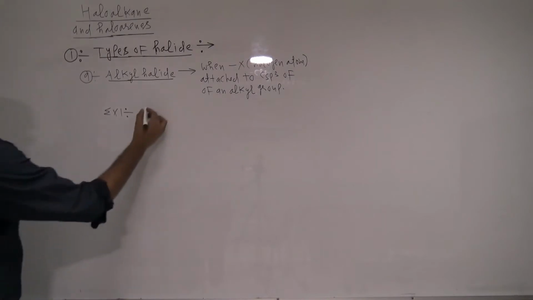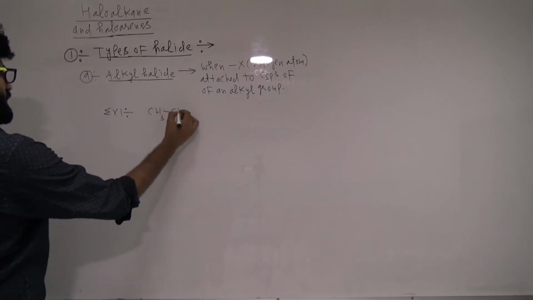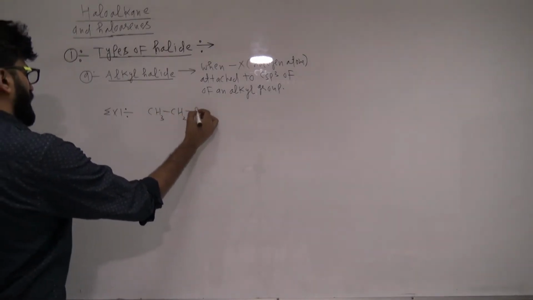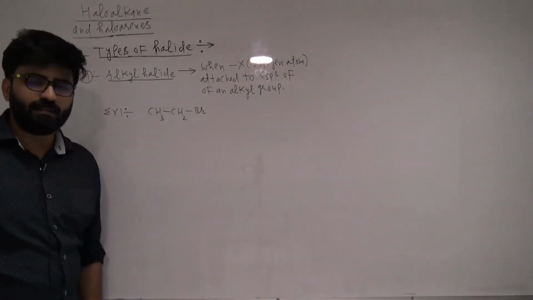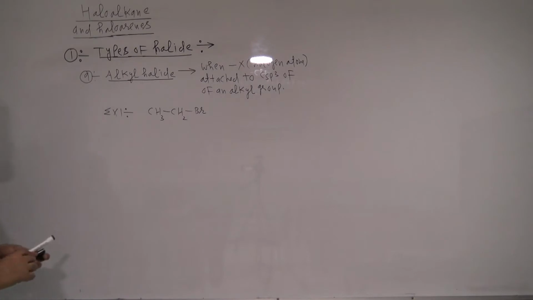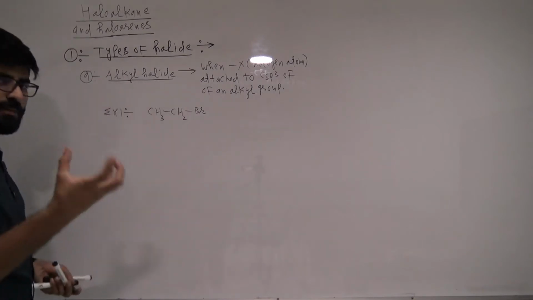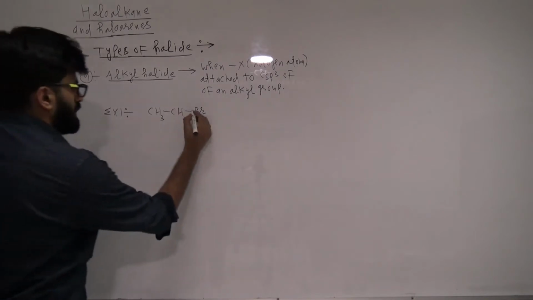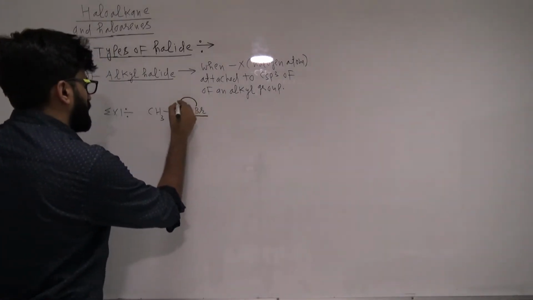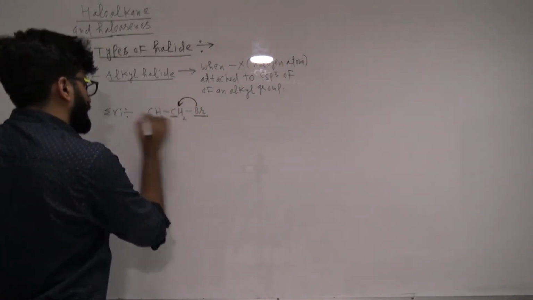So the first example is, let's say, CH3CH2Br. If I ask you what kind of halide it is, you first have to check the hybridization. What will be the hybridization of this carbon, because this particular halogen is attached to this particular carbon. Yes or no?